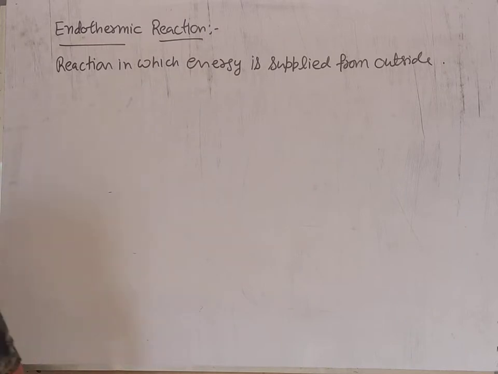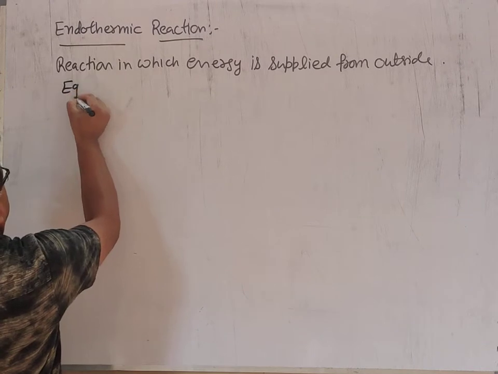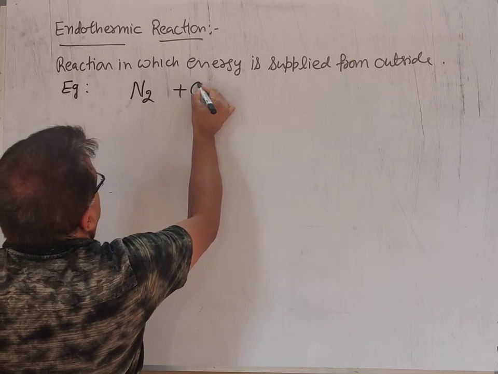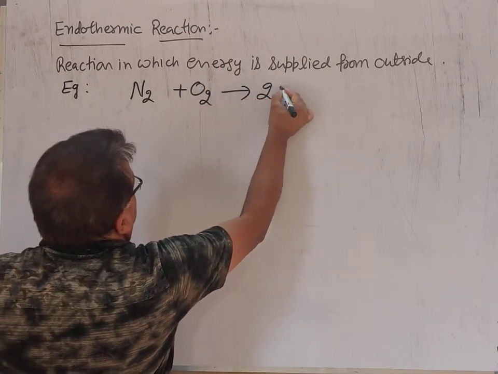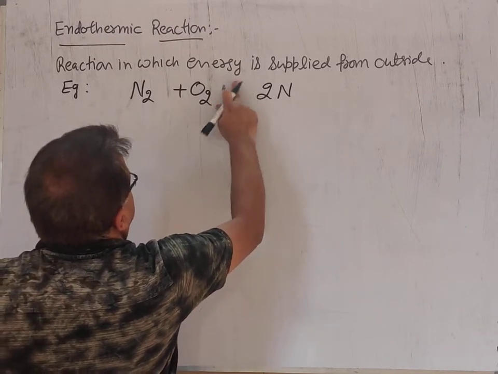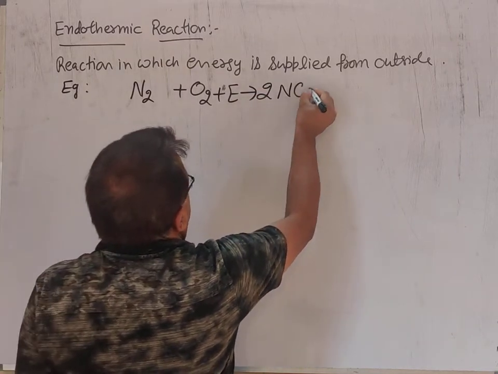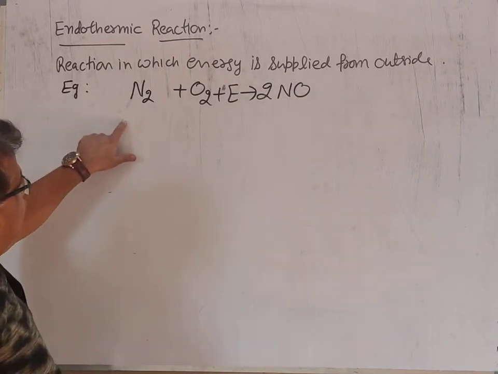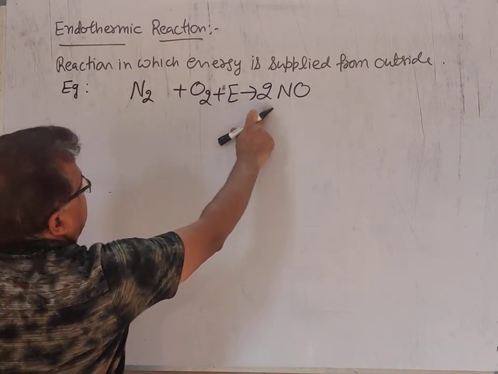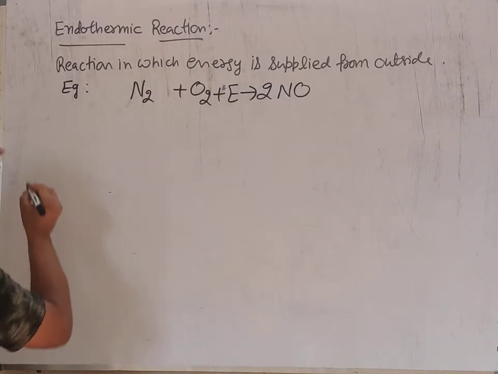At first we shall study an example. For example, N2 plus O2 plus energy gives 2NO, and it consumes energy, therefore we write energy here. So nitrogen combines with oxygen, consuming energy, and converts into NO. It is an example of an endothermic reaction.